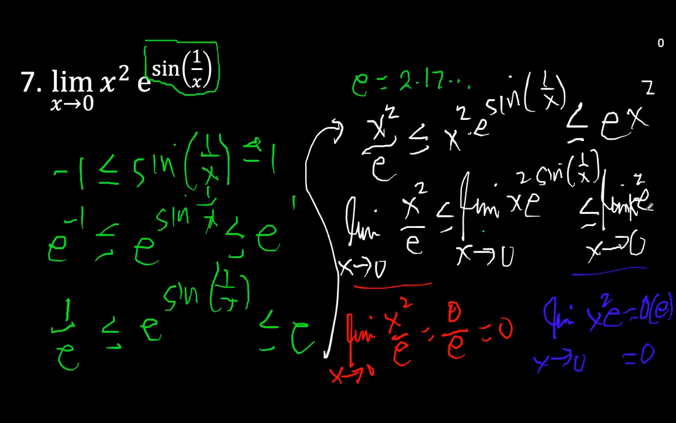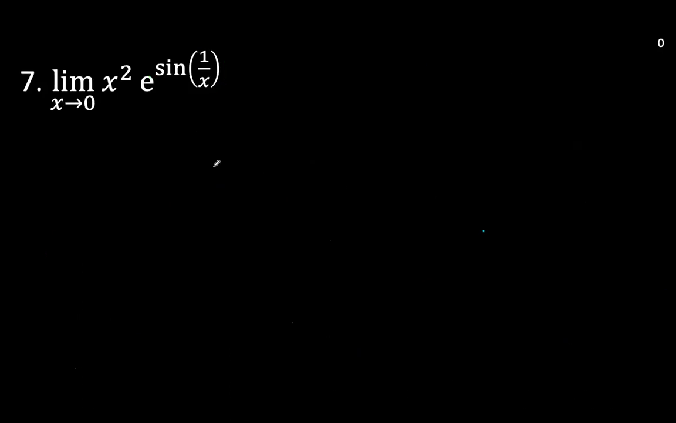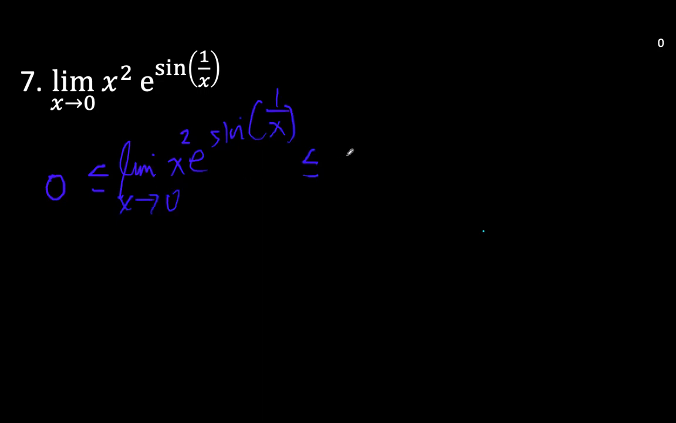So therefore, we have found that 0 is less than or equal to the limit of x squared e raised to sine of 1 over x as x approaches 0, which is less than or equal to 0. Since the limit of the given function is sandwiched by 0 and 0, the limit of this function is 0 using the Squeeze Theorem or Sandwich Theorem. I hope we got the same answer.